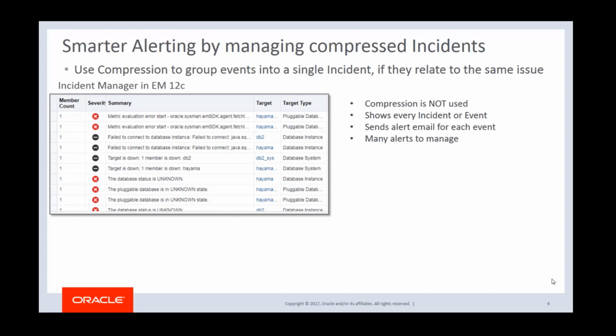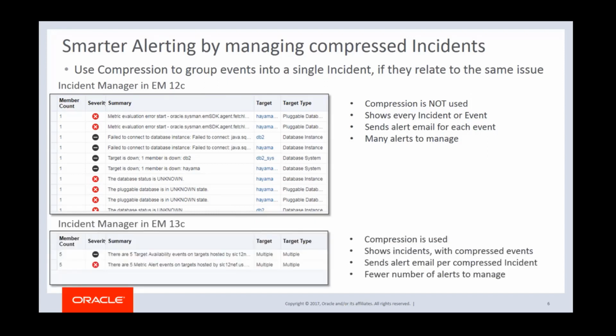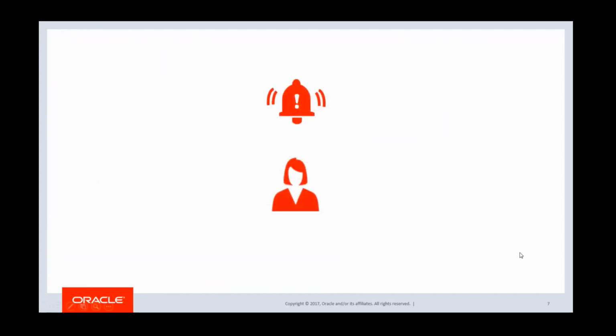We have a screenshot of Incident Manager in 12c, and this is when the compression is not used. Each event or incident shows up in list view. Down here at the bottom of the screen, I have Incident Manager in 13c, and this is when the compression is used. I only see two incidents, one for target down and one for metric alert. And each incident has 5 members included. So instead of managing 10 different events, you only need to manage 2 incidents with related events consolidated. So basically, the compression feature allows you to manage multiple events in a single incident.